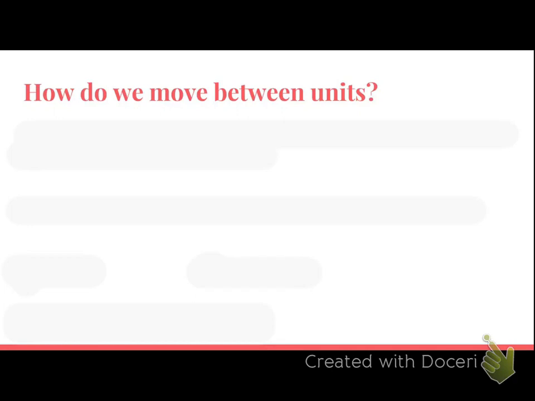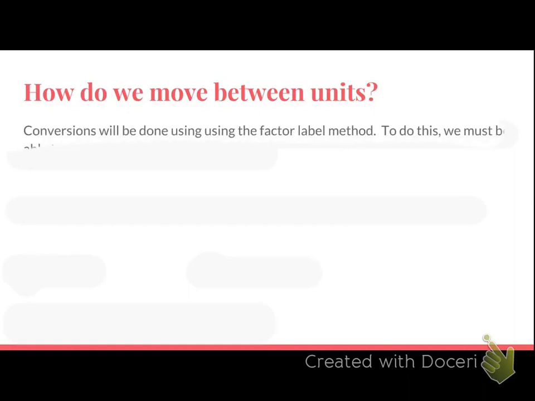The idea here is for us to be able to convert between units. So how do we move between units? We're going to use what we call the factor label method.